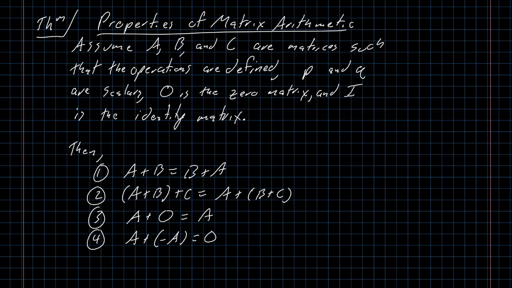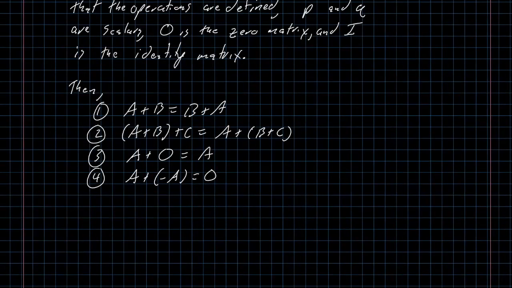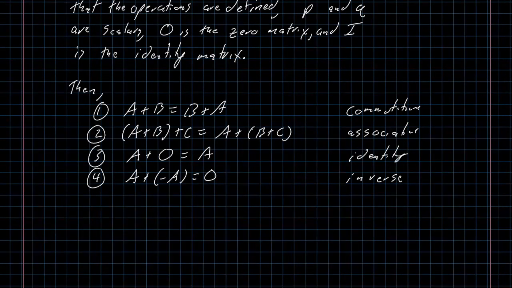Right. The first four properties are very straightforward. These are the same properties you see in arithmetic on real numbers: the commutative, associative, identity, and inverse properties of real numbers, of real number addition, of real number multiplication. They are the same properties for matrix addition, and they all work, which is fantastic.